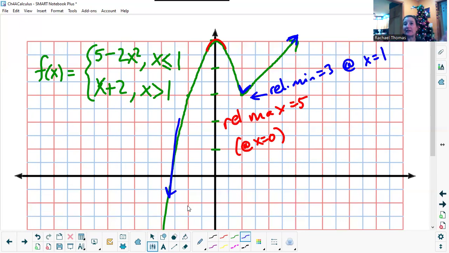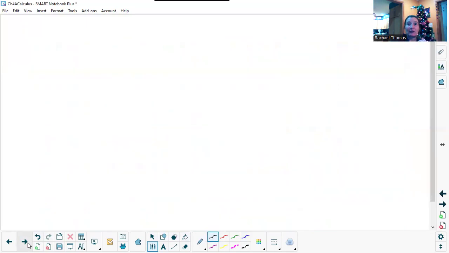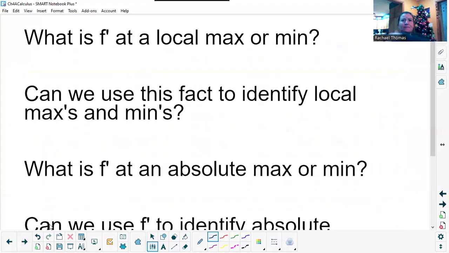That's not necessarily the interesting point. What I think the interesting point is, it's literally a point. That turning point right there. We're going to make some conclusions here. And my first question to you is, what is happening at these relative maxes and mins? What's happening at the local maxes and mins?